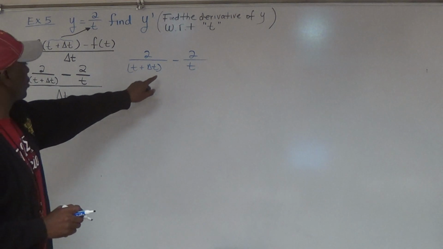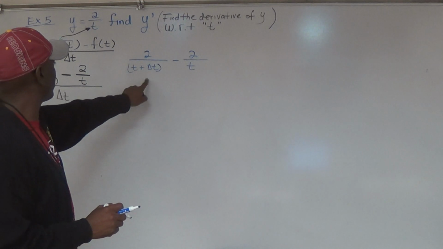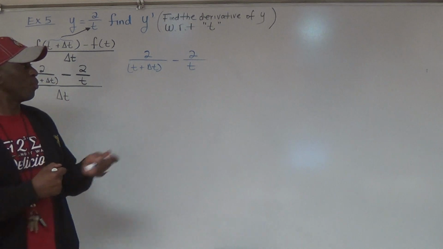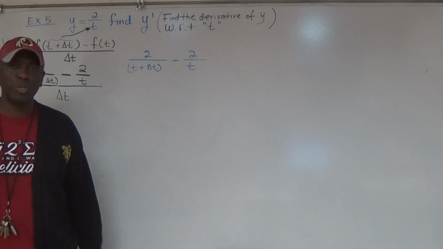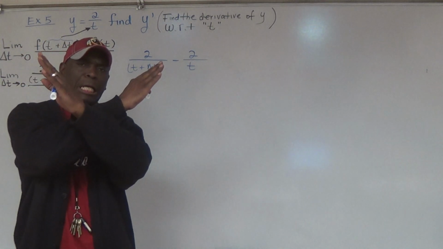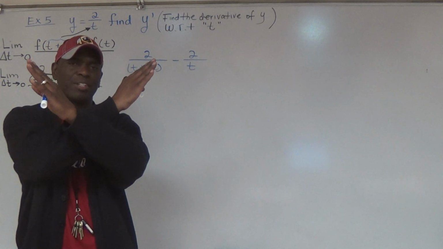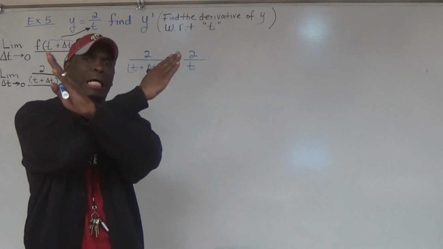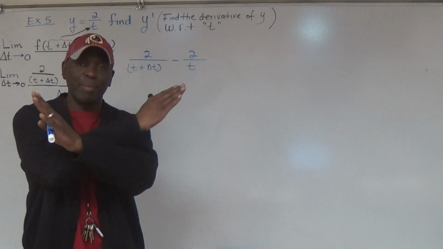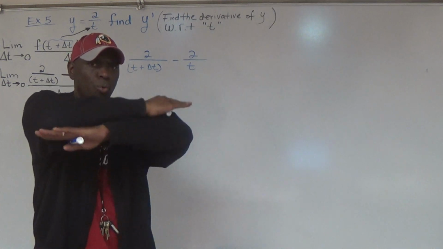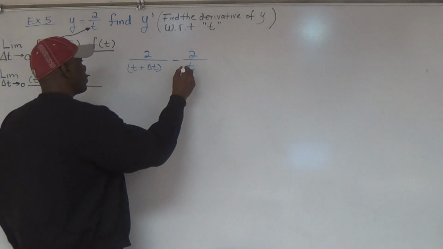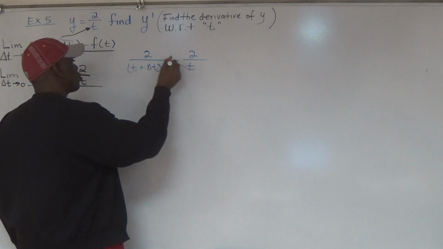All right, let's deal with this one first. 2 over t plus delta t minus 2 over t. Now remember our methods. When you're simplifying these fractions, you cross multiply, and then multiply going across the bottom in our denominators. Cross multiply, and then multiply your denominators. Let's do it. So, you take the t times the 2.